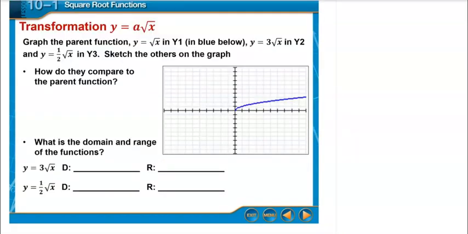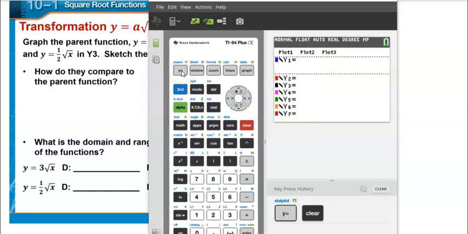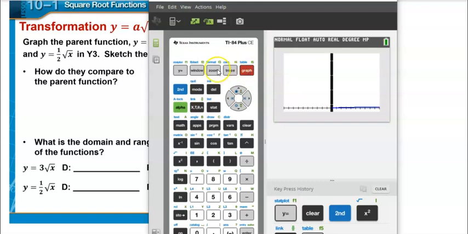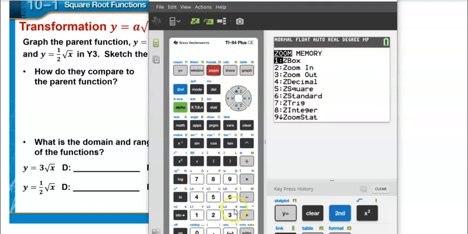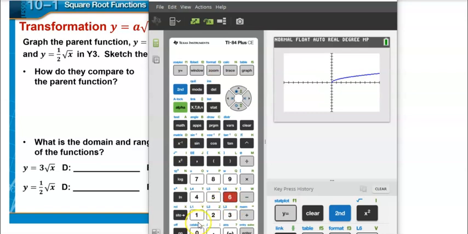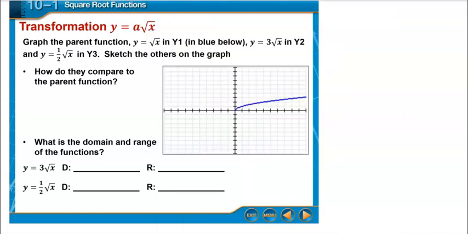On your calculator, I want you to graph the parent function, y equals the square root of x, in Y1. To get to the square root, you're going to do second x squared, and then put in your x, and then we graph it. My window is not a standard window, so you want to start with a standard window on Zoom 6. So there's the parent function.